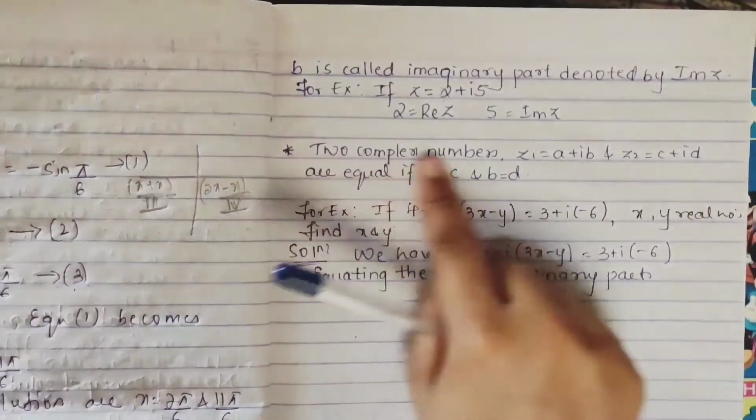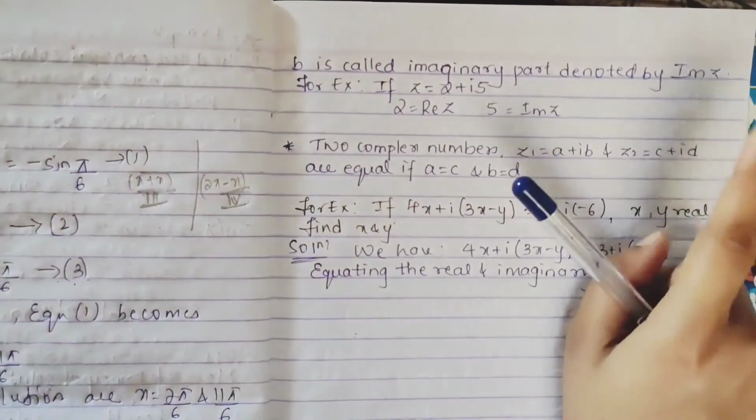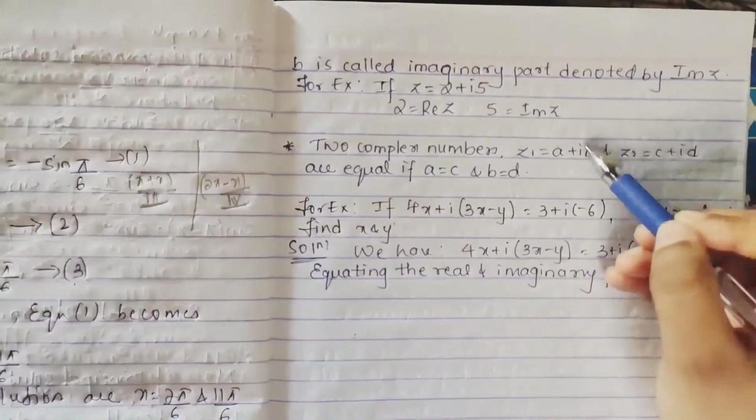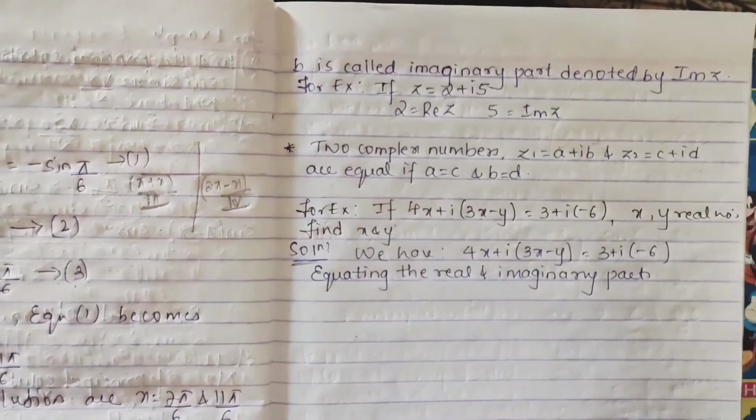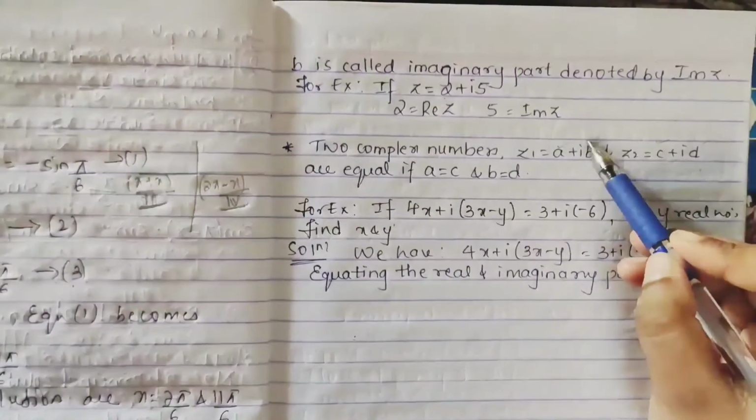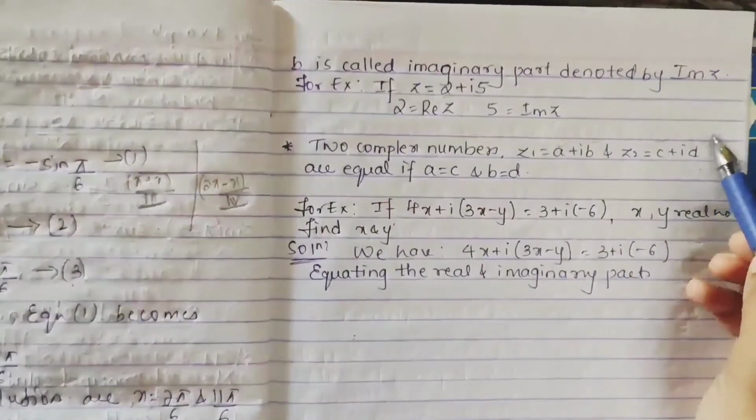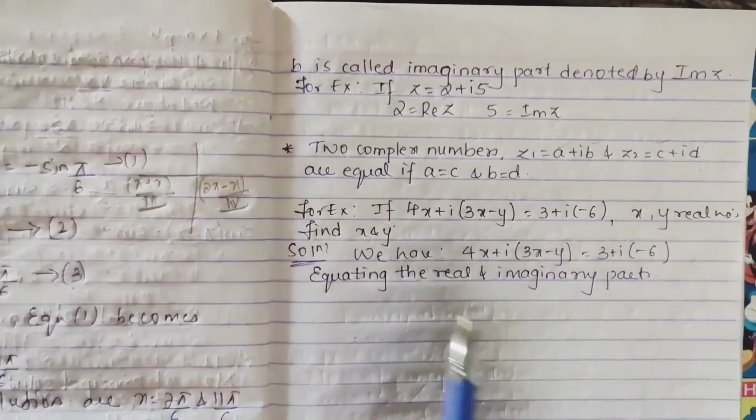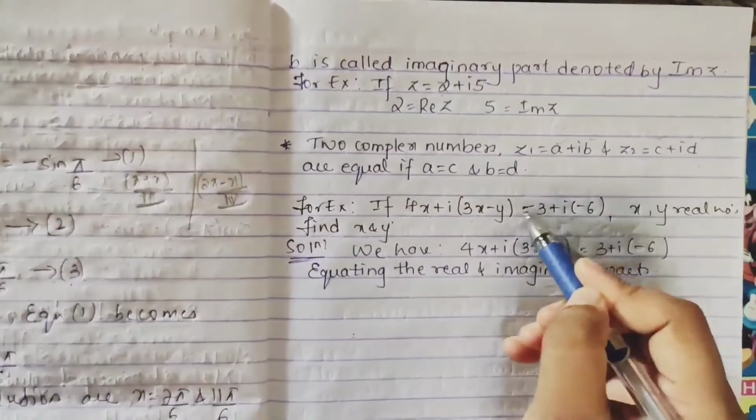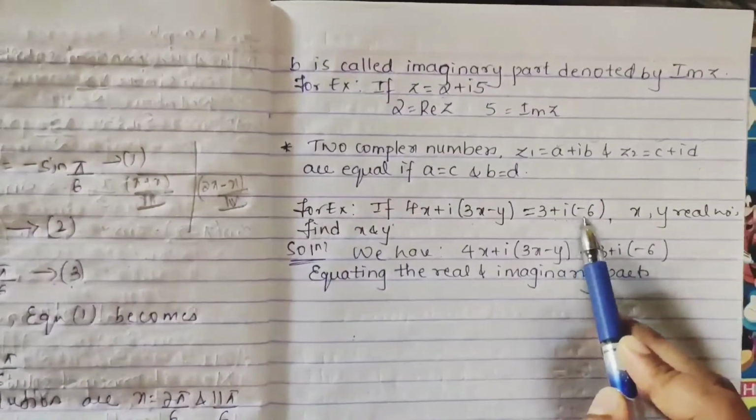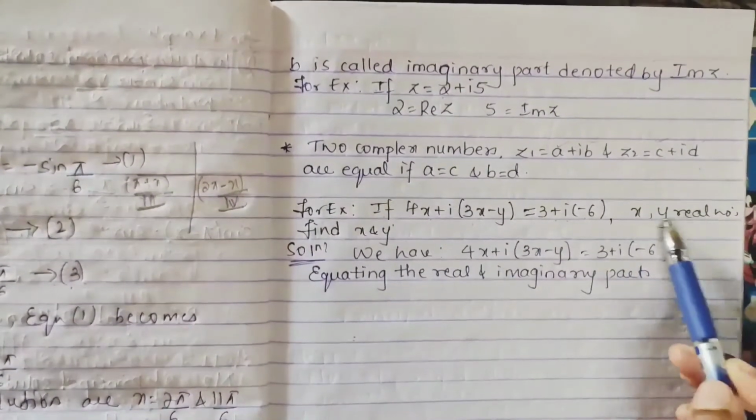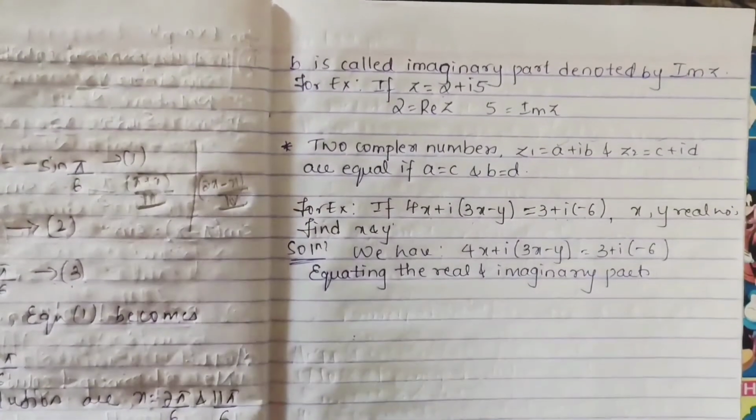Now, if two complex numbers are given and they are equal, how will it be? a is equal to c, b is equal to d. Equal complex numbers means real numbers will be equated with real, imaginary numbers equated with imaginary. For example, I have taken: if 4x plus i of 3x minus y is equal to 3 plus i of minus 6, where x, y are real numbers, find x, y, they are telling.